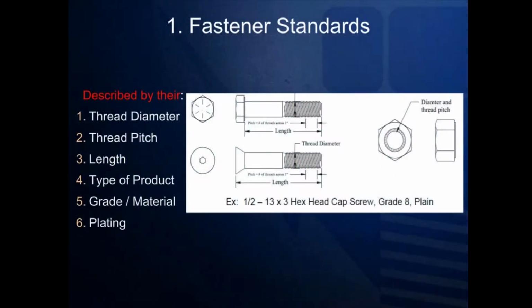Although we'll cover these items in more detail later, it's important to understand that even common fasteners have 6 different items to properly identify them. This includes the nominal diameter, the thread pitch, the length, type of product, the grade or material that the fastener is made of, and any anti-corrosion coating or plating.